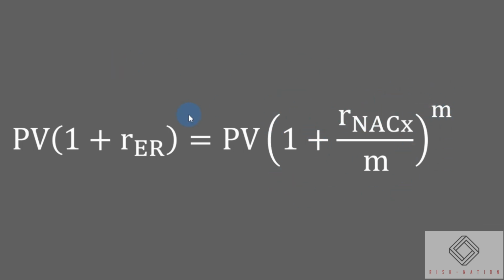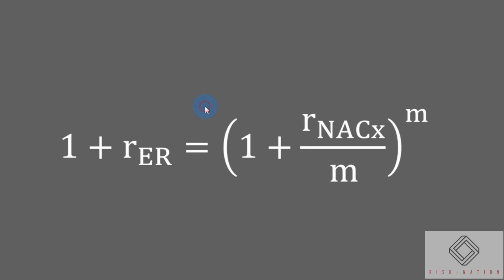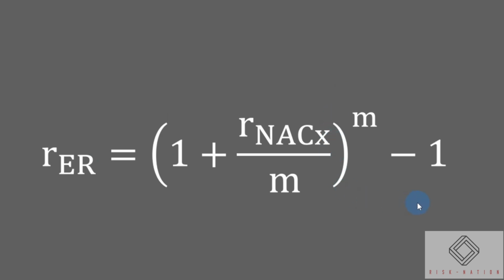The first thing we'll be able to do is we can cancel PV on both sides. So we're left with the following calculation. PV has gone on both sides. These brackets, we don't need those. And to isolate the effective rate, we just move this 1 over to the other side. So with a little bit of algebraic manipulation, this is the formula that we will be applying to calculate the effective rate.